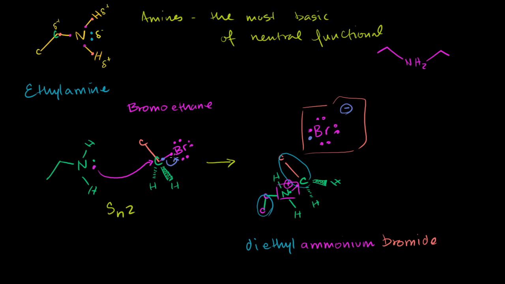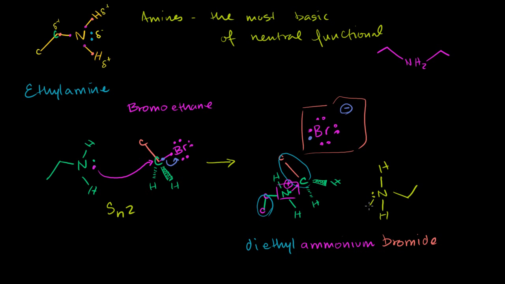Now, we can go on to another step here. If we have a ton of this ethylamine floating around, if we have an excess, and early on we will have a lot more of that than we will have of this thing right here, let me draw some ethylamine. If we have a ton of the ethylamine floating around, it might be able to grab one of the hydrogens from the diethyl ammonium over here.